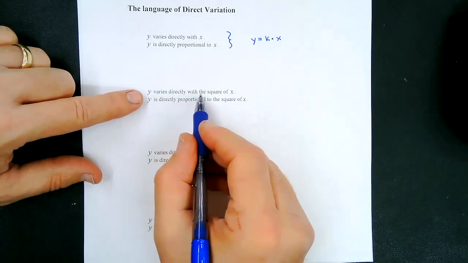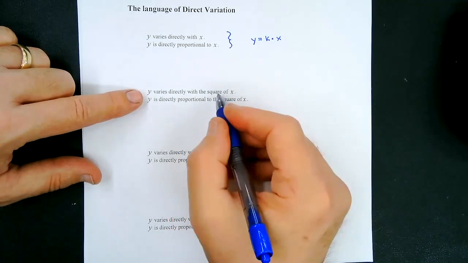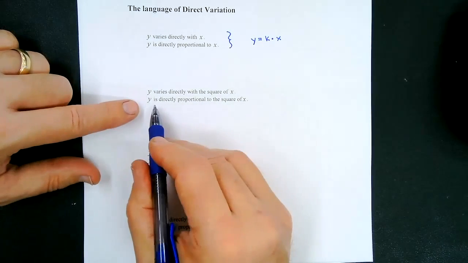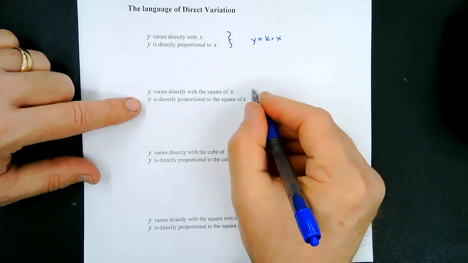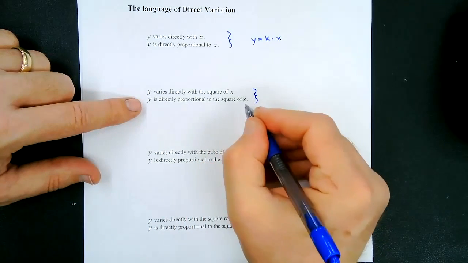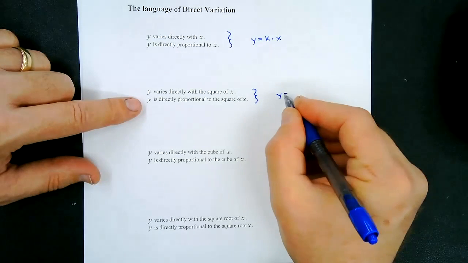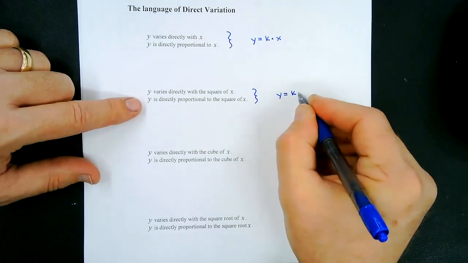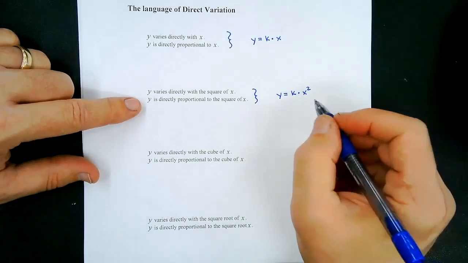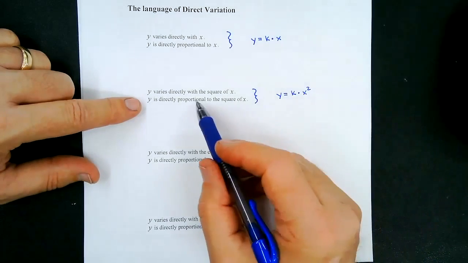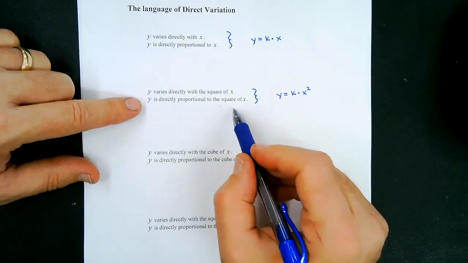And so let's look at this next one. Y varies directly with the square of x. The square of x really means x squared, okay? So y is directly proportional to the square of x. Both of these are saying the same thing. That's why I have them together. And what that means is we could write the relationship y equals k times x squared. So that's how we would say this relationship: y varies directly with the square of x, or y is directly proportional to the square of x.